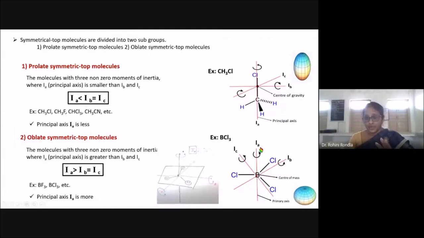But if you rotate through this boron only, you have to apply more force. Because at a time you are rotating these 3 chlorine atoms in this shape. So we have to imagine this; it is not as easy as shown here. Just imagine yourself. So this IA axis is higher than that of IB and IC. And you can see this figure also. Planar molecules like trigonal planar molecules like BF3, BCl3 are oblate type symmetric top molecules.